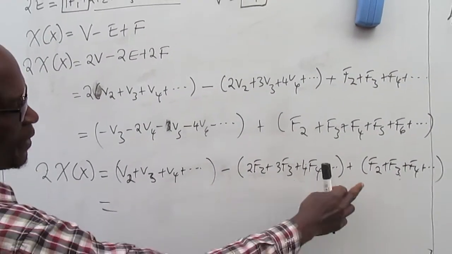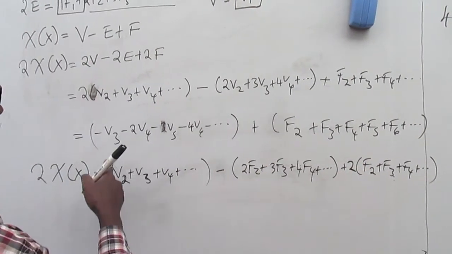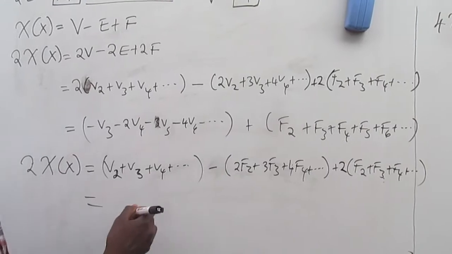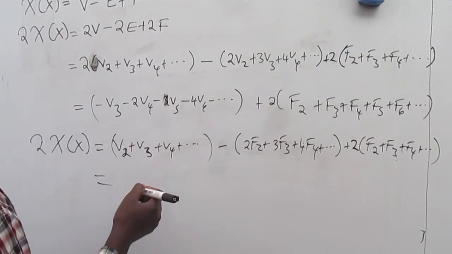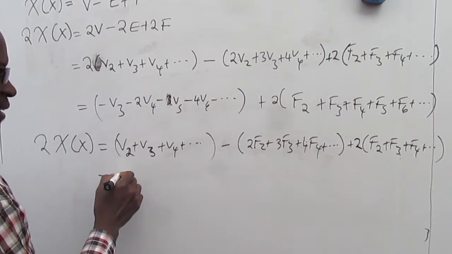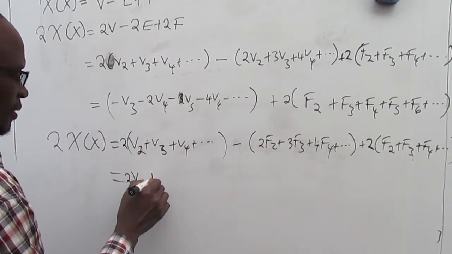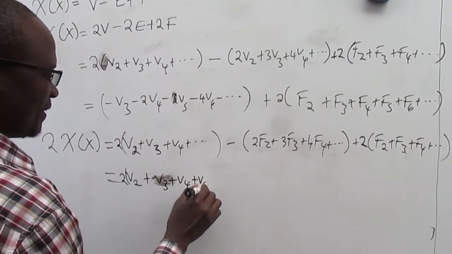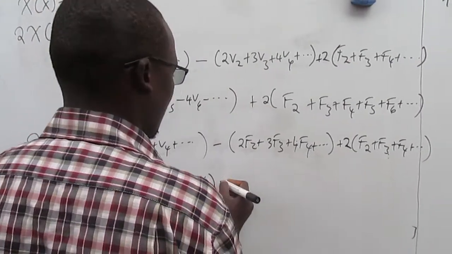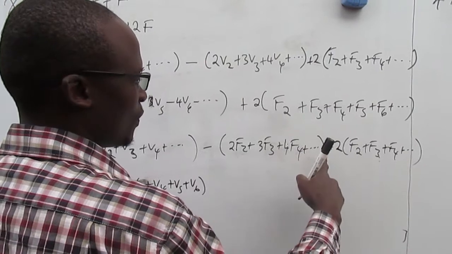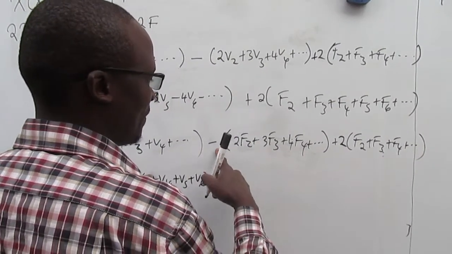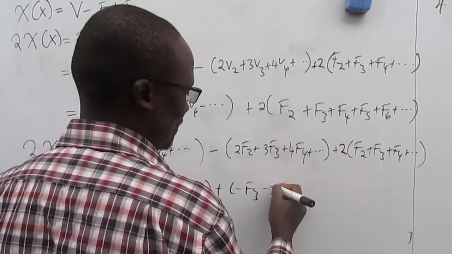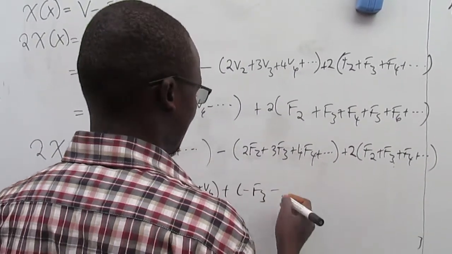And now in a similar manner, if we take our difference, what we are going to get is the following. We'll get V2 plus V3 plus V4 plus V5 plus V6, and then once again we have twice F2 minus twice F2 plus 2F2 will give us 0, minus 3F3 plus twice F3 will give us minus F3. Now we'll have an expression similar to this, but for the faces.